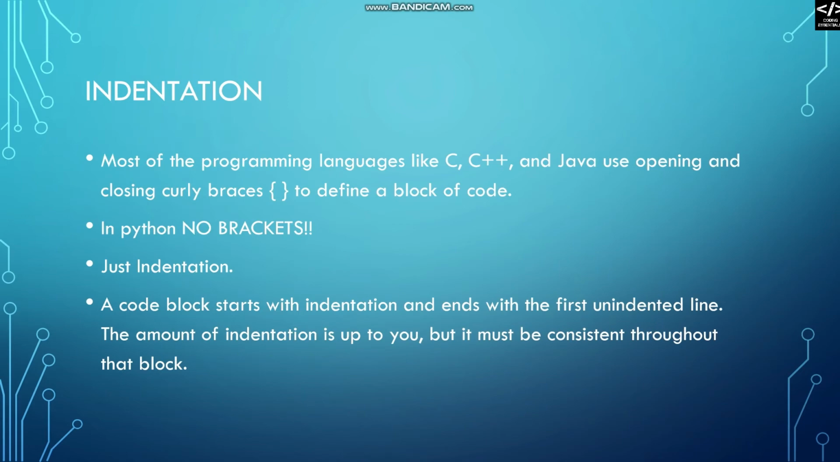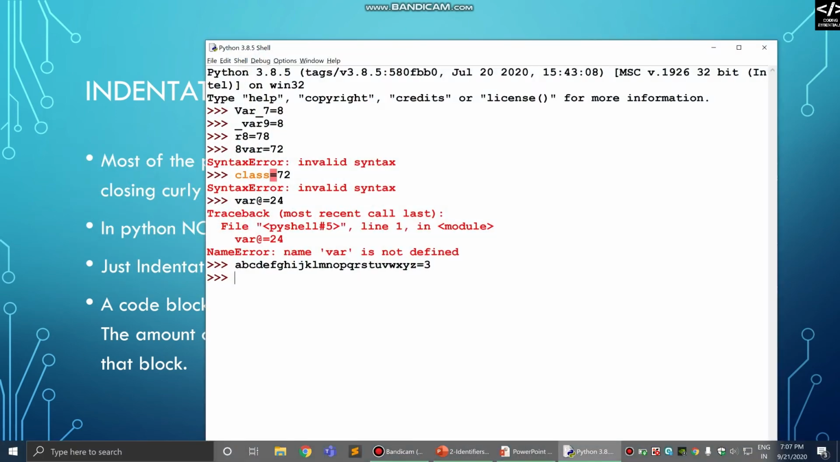So let's move on to indentation. Most programming languages like C, C++ and Java use opening and closing curly braces to define a block of code. In Python, there are no brackets. Also, in Python, there are no semicolons, just indentation. I will show you an example after the fourth point. A code block starts with indentation and ends with the first unindented line. The amount of indentation is up to you, but it must be consistent throughout the block.